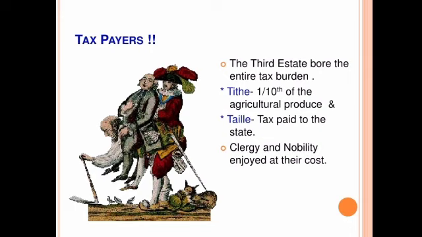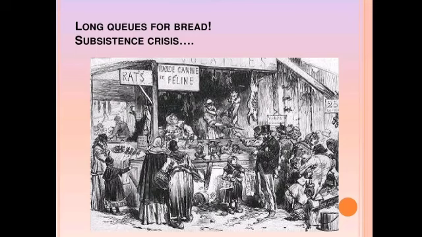These include a direct tax called taille and a number of indirect taxes which were levied on articles of everyday consumption like salt or tobacco. The burden of financing activities of the state through taxes was borne by the third estate alone.